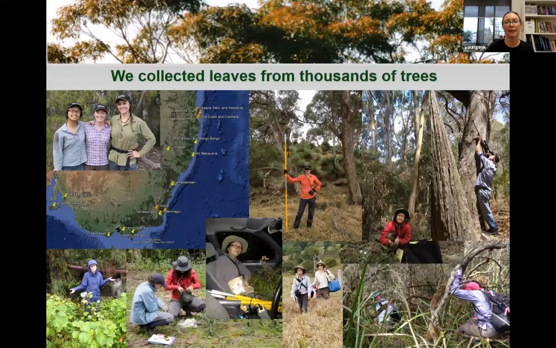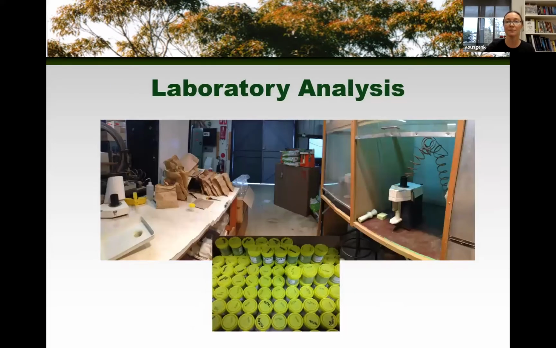We sampled literally thousands of trees and every kind of forest and woodland landscape you can imagine, from swamps to semi-arid woodlands to tall eucalypt forests. Those leaf samples came back to our laboratory where they are freeze-dried and ground to powder.